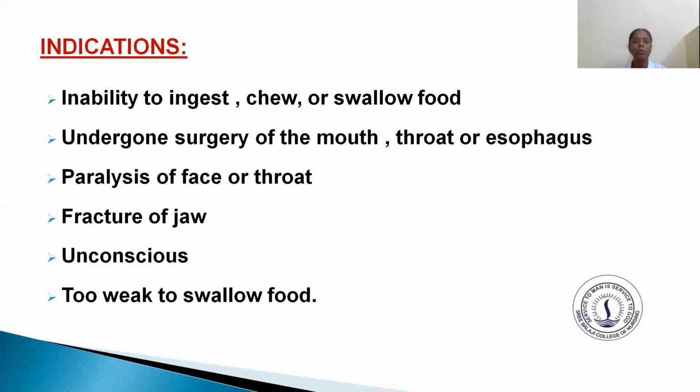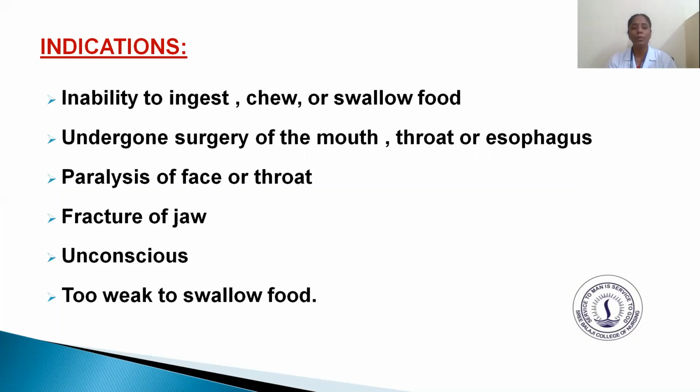Next, we will see about indications. What are the nasogastric tube indications? One, inability to ingest, chew or swallow the food. Those who have oral cancer or other oral inflammations, this is applicable for NG tube. Another one is surgery of the mouth, throat or esophagus. Another one is paralysis of face or throat. Then fracture of jaw. Unconscious patients, too weak to swallow the feed.